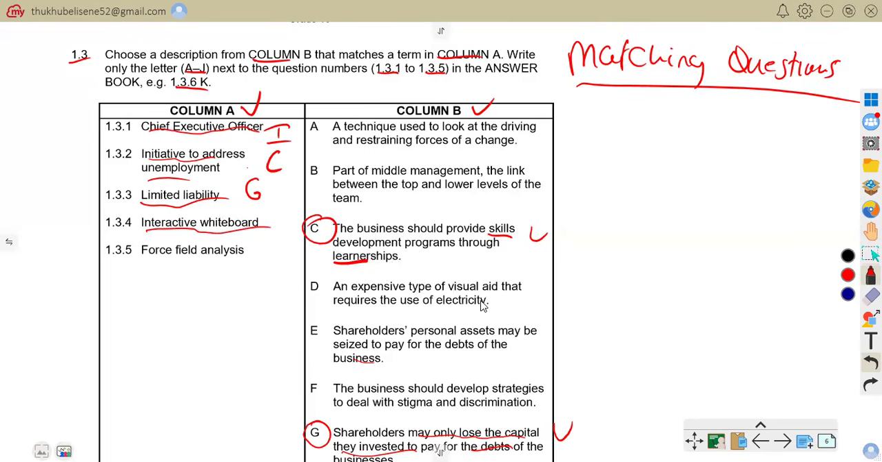Interactive whiteboard, 1.34. The correct answer there is D. When you're talking about an interactive whiteboard, that is an expensive type of visual aid that requires the use of electricity. D is the correct answer. An interactive whiteboard is a touch-sensitive display that allows users to interact with digital content, often used for presentation, teaching, and collaboration. That is that, good people.